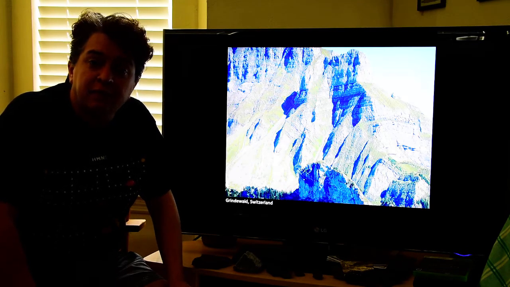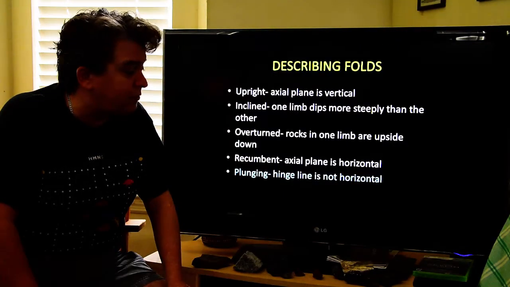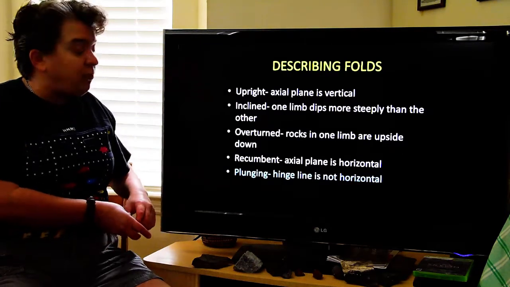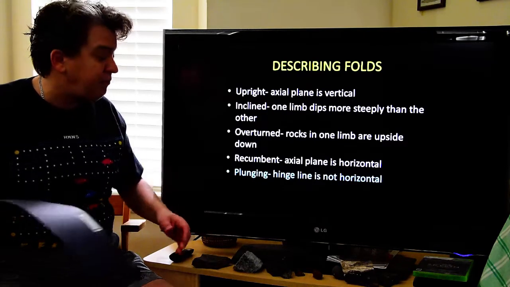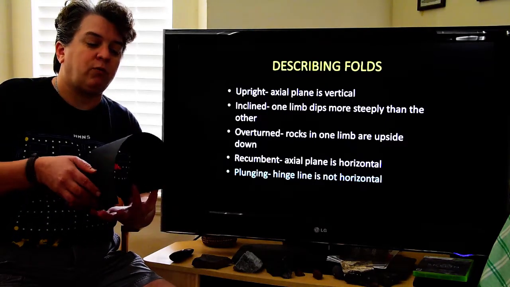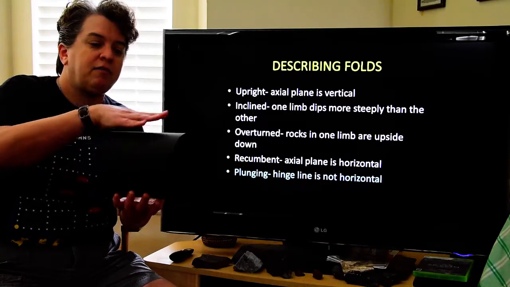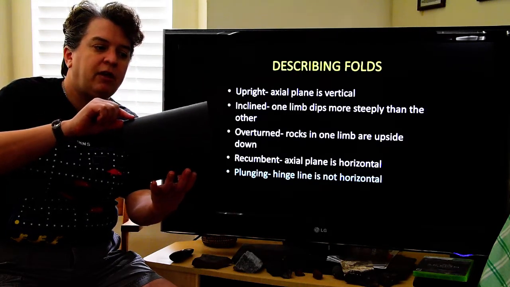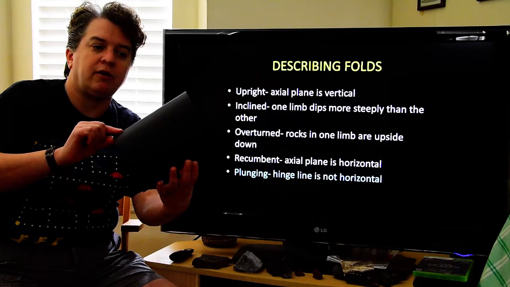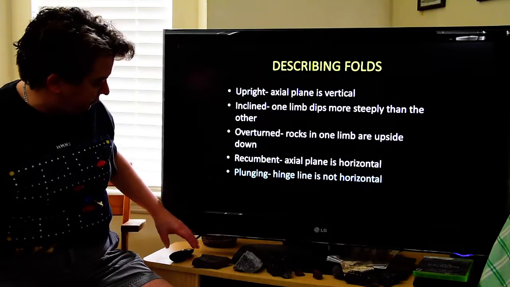Now, the last description that we use for folds doesn't refer to its axial plane. In this case, it refers to the hinge line. And this is a plunging fold where this hinge line is not horizontal. So here the hinge line's horizontal. In a plunging fold, it's not going to be horizontal. It's going to be tilted slightly.